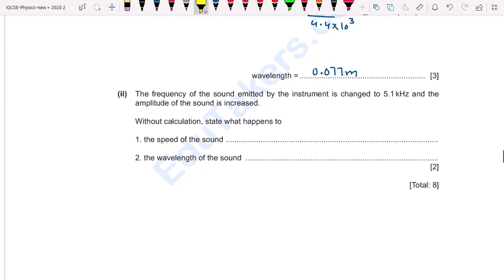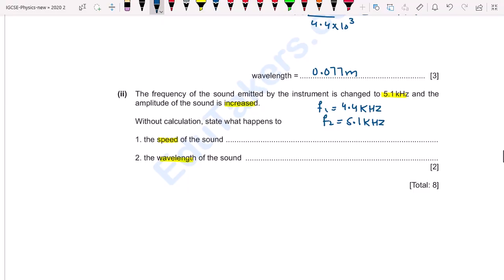Part 2. The frequency of the sound emitted by the instrument is changed to 5.1 kHz, and the amplitude of sound is increased. Without calculation, state what happens to the speed of sound. Second, the wavelength of the sound. So first, frequency is 4.4 kHz, and then the frequency is increased and it becomes 5.1 kHz.